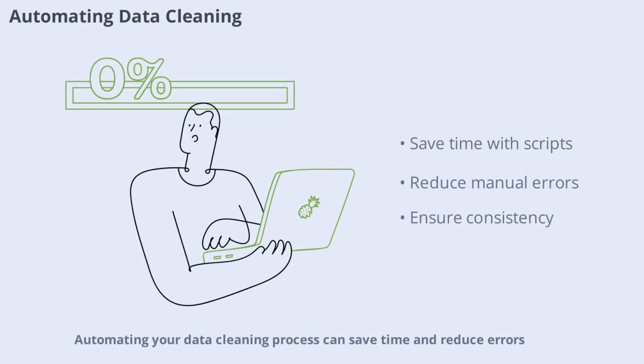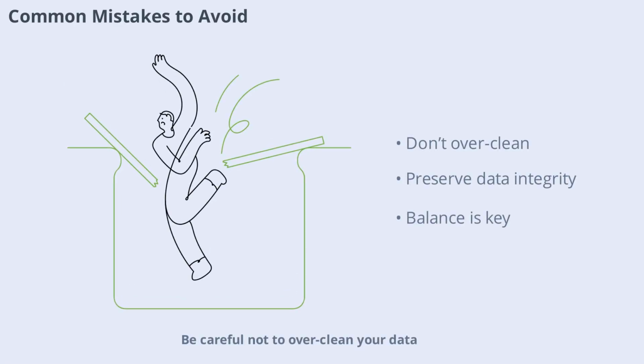Automating your data cleaning process can save time and reduce errors. Python and other tools let you write scripts to handle outliers and missing values automatically, ensuring consistency and efficiency in your workflow. Be careful not to overclean your data. Removing too many outliers or filling too many missing values can distort your results. Always balance cleaning with preserving the integrity of your original data.